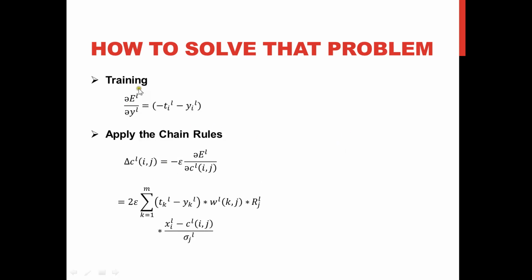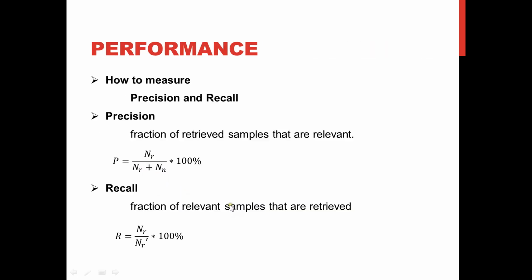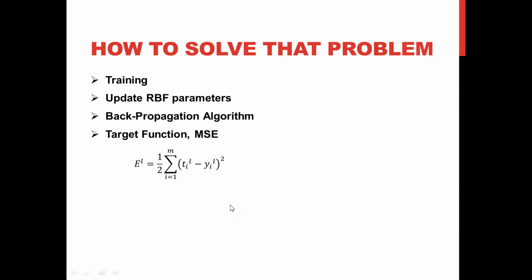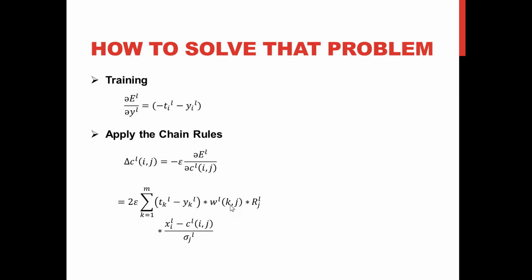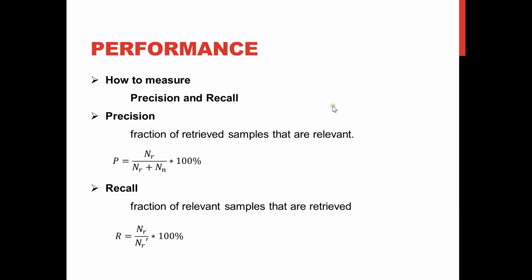We compute the derivative and then apply the chain rule. We have this rule for how to update this center. This is the center, and by these rules, we update this center. And the same thing, by applying the chain rule, we know how to update sigma j. You can see the very detailed derivations in my written report.